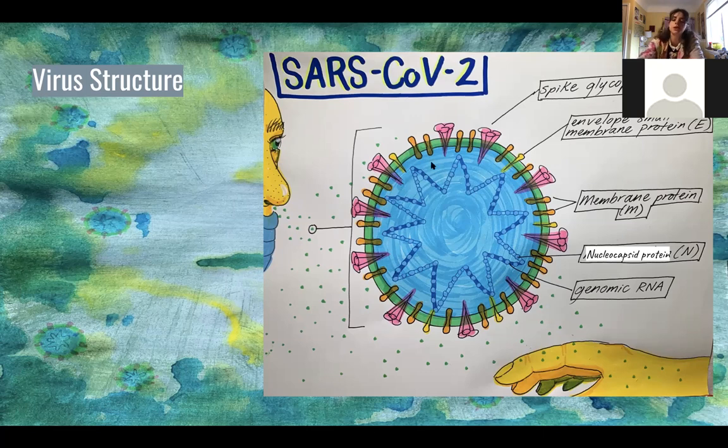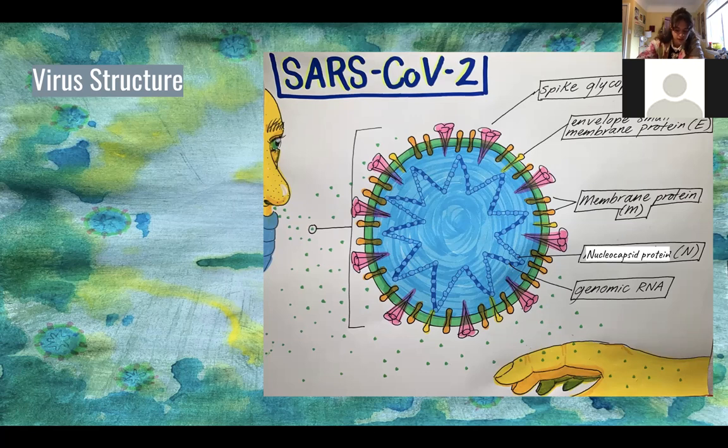The next thing I want to show is this squiggly blue thing in the middle here. This is known as the nucleocapsid protein, and its job is to be a harder shell to protect the DNA, which is embedded within it, or sorry, the RNA. That's the genomic information of the virus.